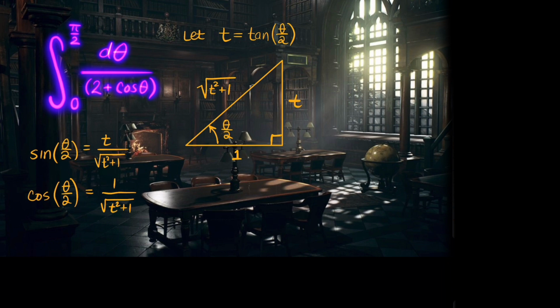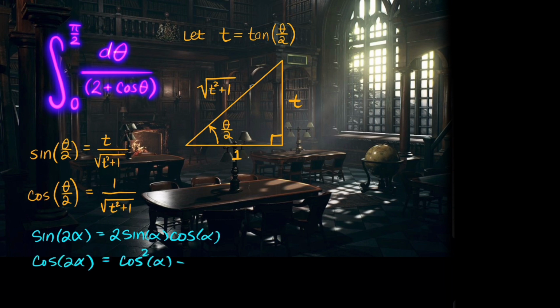Next, we're going to employ some double-angle formulas for sine and cosine. Namely, sine of 2 alpha is equal to 2 sine alpha cosine alpha, and cosine of 2 alpha is equal to cosine squared alpha minus sine squared alpha, where alpha is going to be our theta over 2. Therefore, 2 alpha is equal to theta.